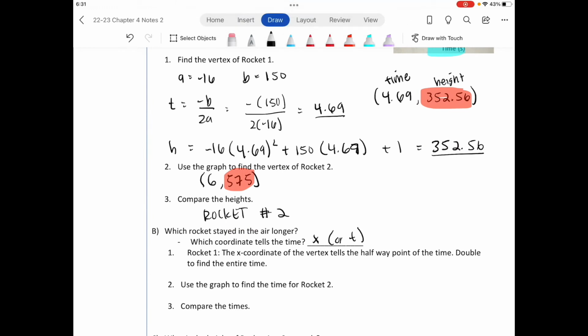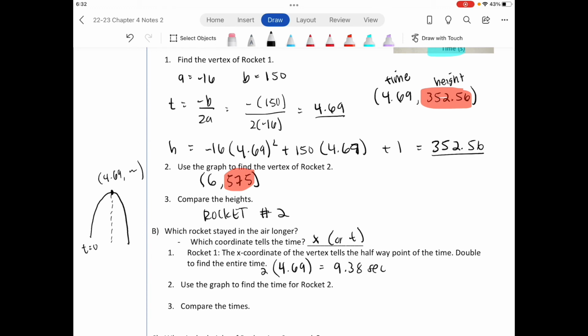Let's draw a little sketch of rocket number 1 to help us know what our vertex is telling us. Rocket number 1 has a negative for a, so it's also going to open down. And we know that the start time is going to be at 0. Then when we reach the vertex, we know that the time was 4.69, and then we had the height. But we don't really care about that right now. So our vertex is halfway between our start and our finish. Because of that, we're going to have to take the 4.69, and we're going to multiply it by 2 to tell us the ending time of our rocket's launch. This comes out to be 9.38 seconds.